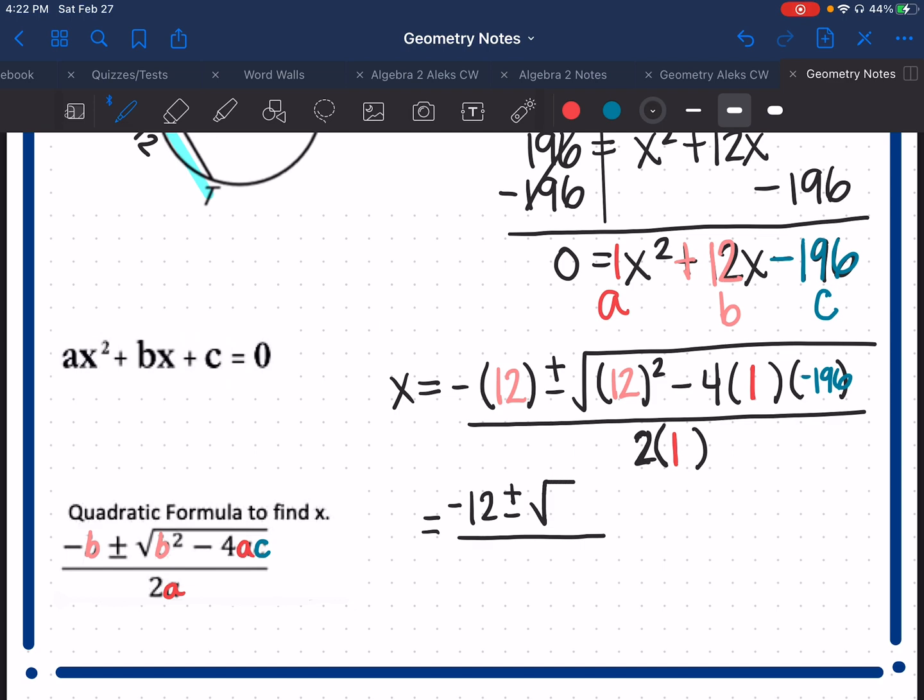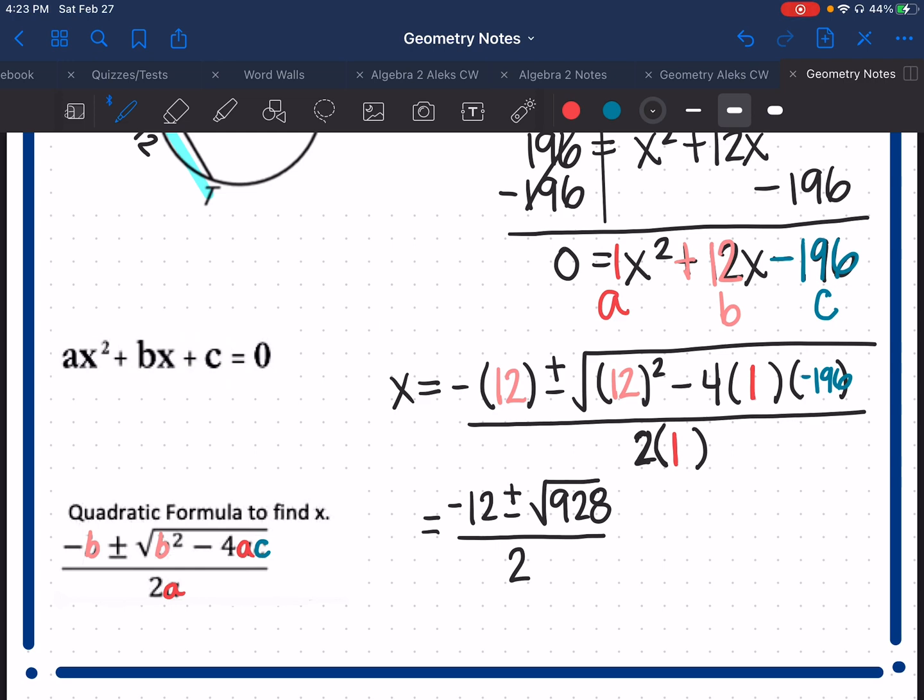And then what we're going to do is go into our calculator and put just this part that I'm circling. We're going to put 12 squared minus 4 parentheses 1 parentheses negative 196. We're going to put that all in and we're going to get 928. And on the bottom we have 2 times 1, 2.